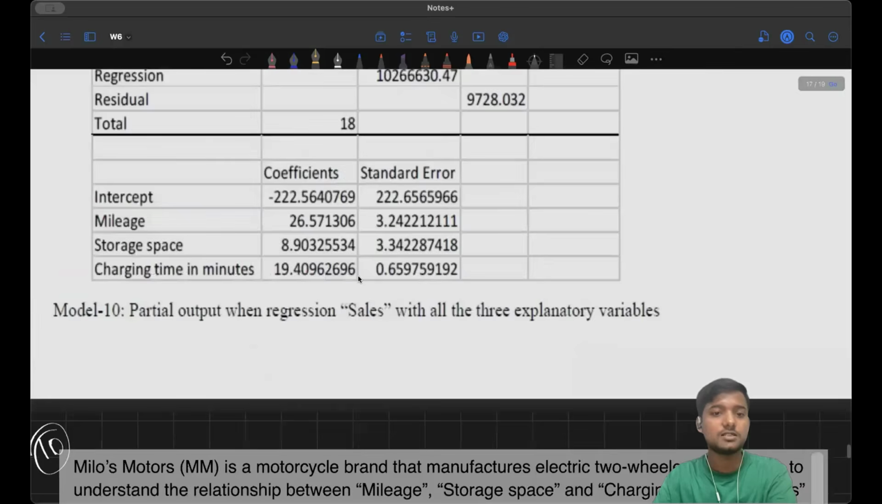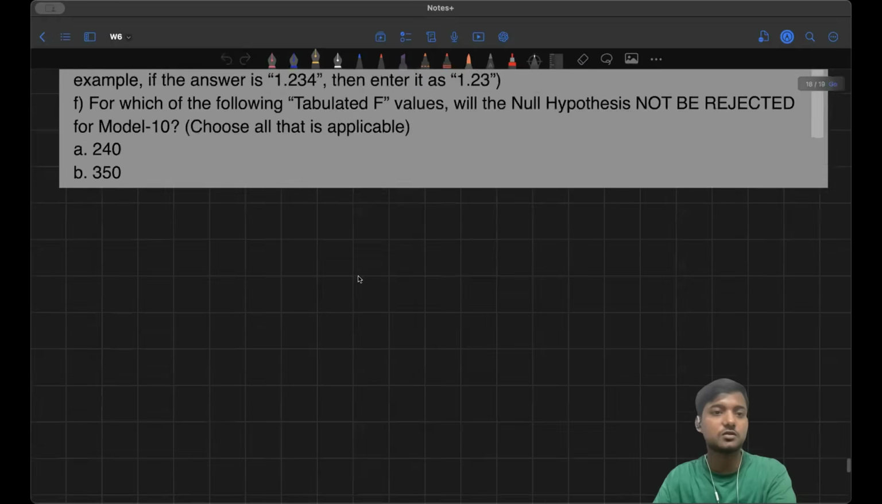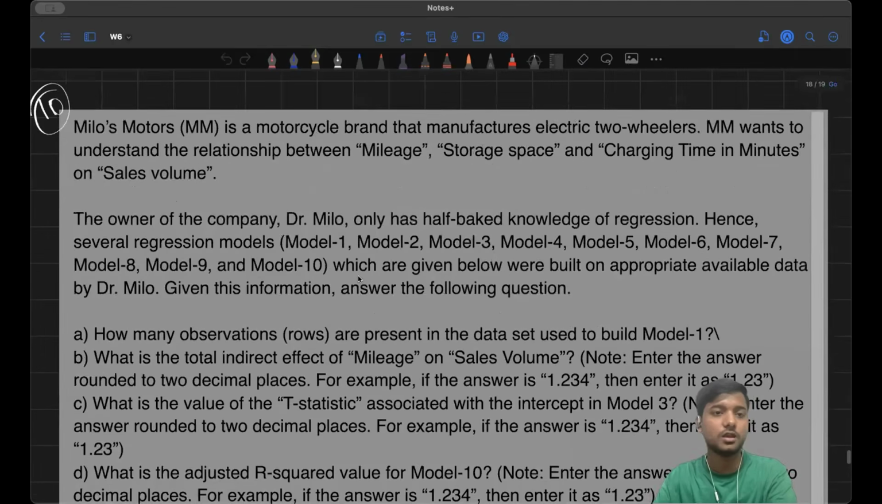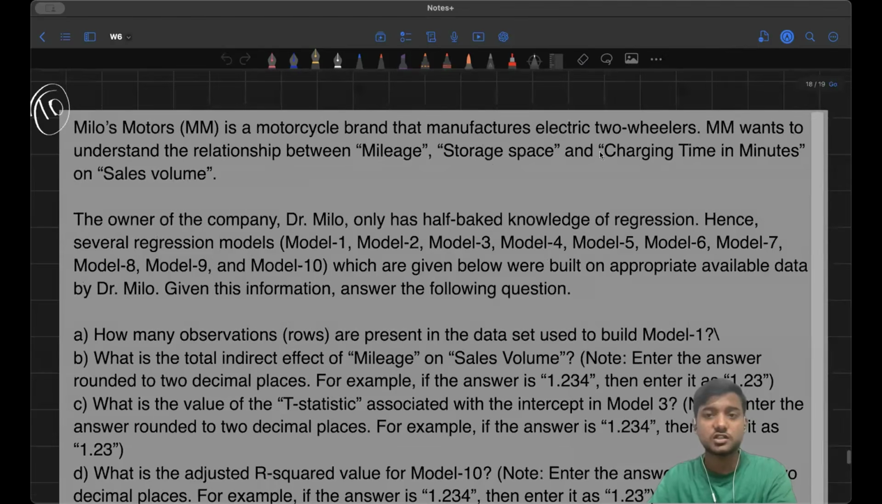So now let's read the actual question. This is the actual question, by the way. Quite a big one. Milo's Motor is a motorcycle brand that manufactures electric two-wheelers. It wants to understand the relationship between mileage, storage, and charging time in minutes on sales volume. So these are my input variables, or you can say explanatory variables, x1, x2, and x3. Sales volume is what I'm trying to predict.